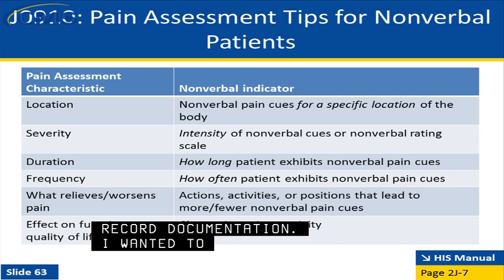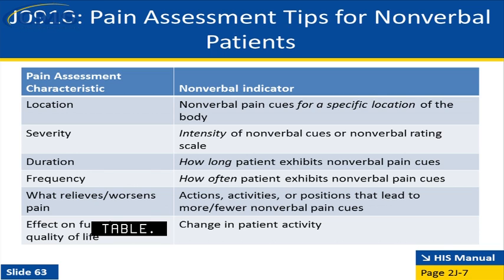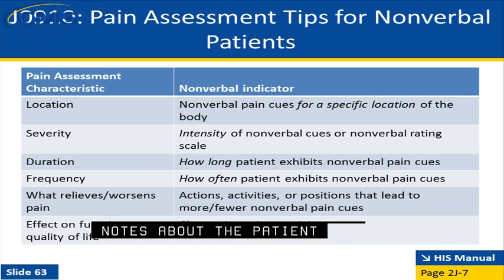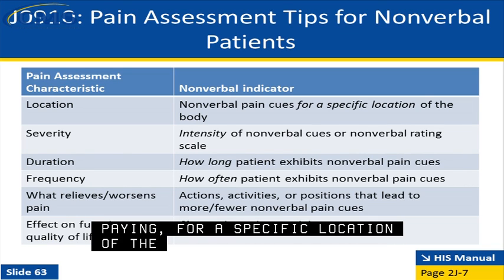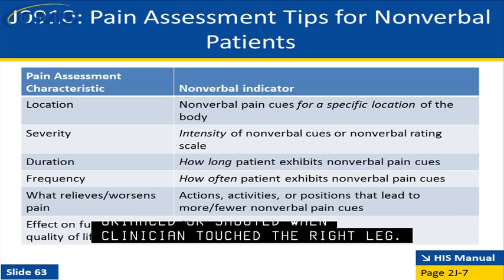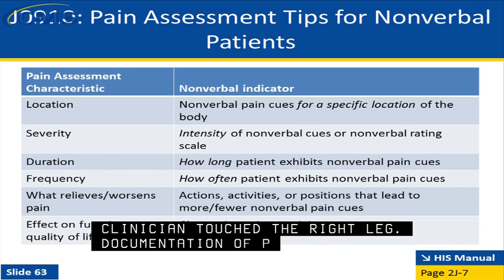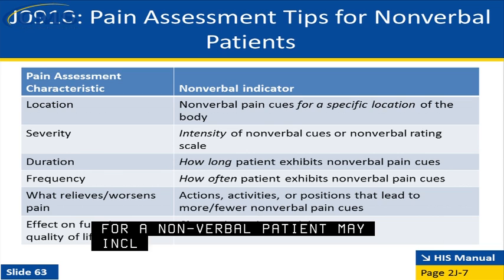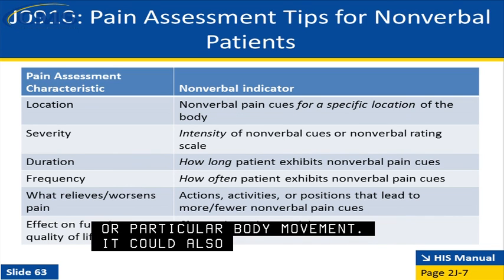So documentation about pain location for a nonverbal patient would include notes about the patient exhibiting nonverbal cues of pain for a specific location of the body, such as patient grimaced or shouted when clinician touched their right leg. Documentation of pain severity for a nonverbal patient may include notes about intensity of nonverbal expressions of pain or protective body movements. It could also include documentation of severity using a nonverbal standardized tool.